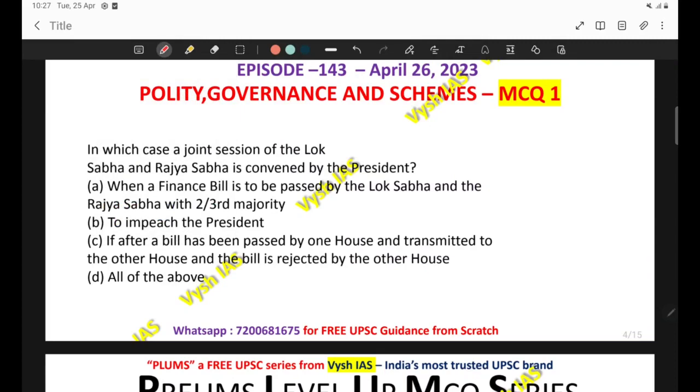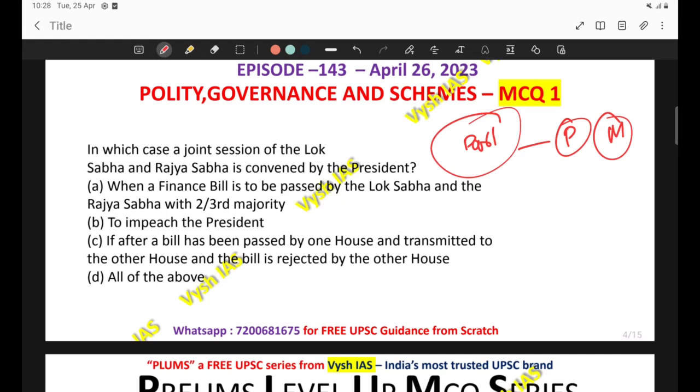Okay, let's move on to the first question. In which case a joint sitting of Lok Sabha and Rajya Sabha is convened by the President? This is a typical question from the area of Parliament, which is a fairly important topic both for UPSC prelims and mains. So please cover this part religiously because it's very important, especially Lok Sabha and Rajya Sabha, what their special powers are, who is the chairman, and how the elections take place. All these things become important from the exam perspective.